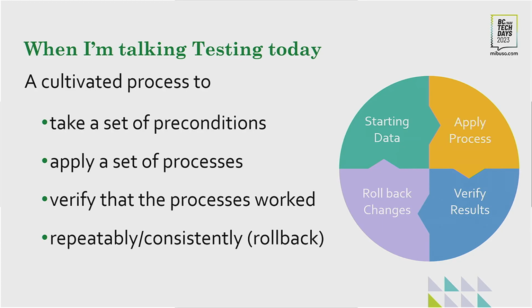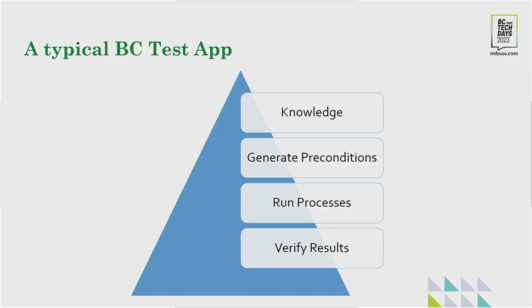So we're going to look at how you can change how you use testability code when you change the ingredients of this list. When you build a test app, you're bringing knowledge, you're bringing your generation of preconditions, you're running processes, and you're verifying results, and then theoretically, the AL framework is doing the rollback for you. That's good. That's pretty awesome stuff.